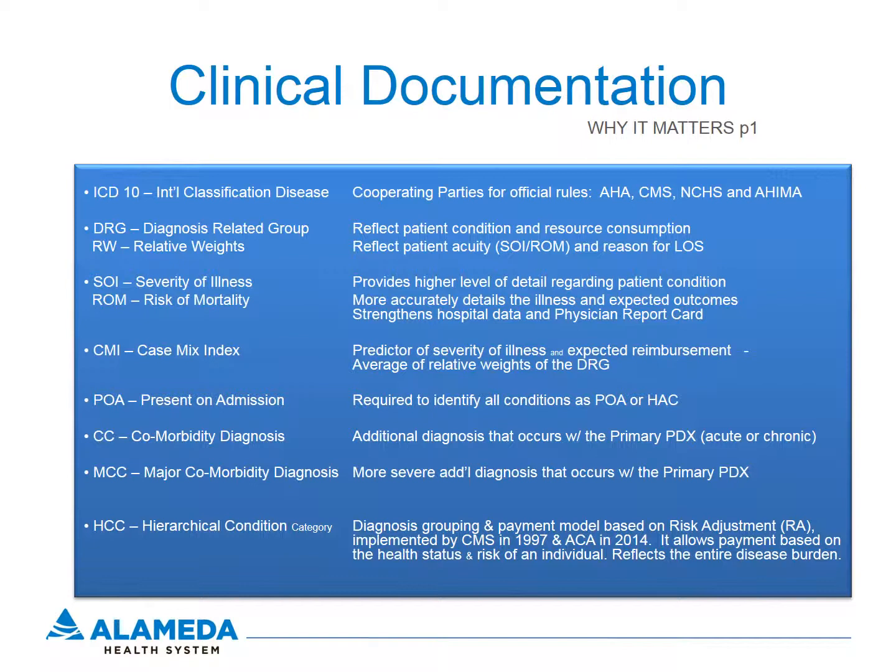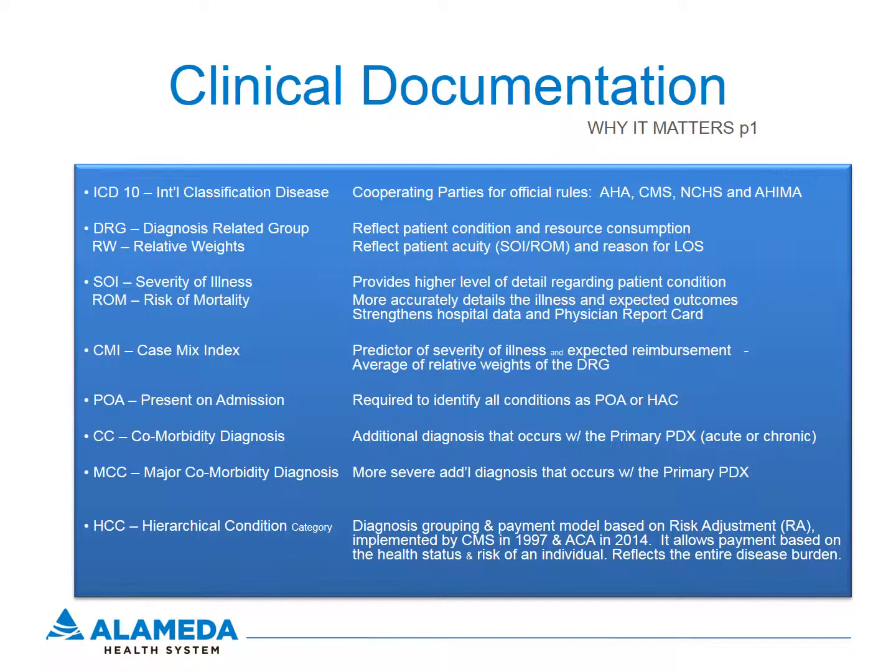So the more acutely ill the patient is and/or the more chronic conditions that a patient has when they present to you, the higher the SOI-ROM scores. And it accurately represents the illnesses and expected outcomes for a patient. It also is very, very important, as we'll talk about later, in any published data for your physician report card and the hospital's report card.